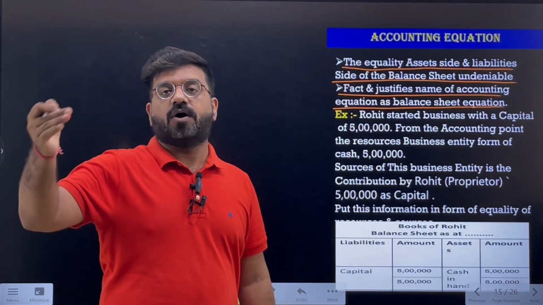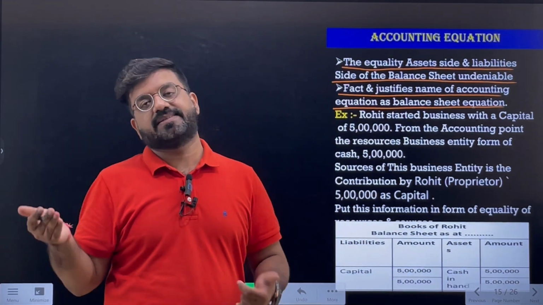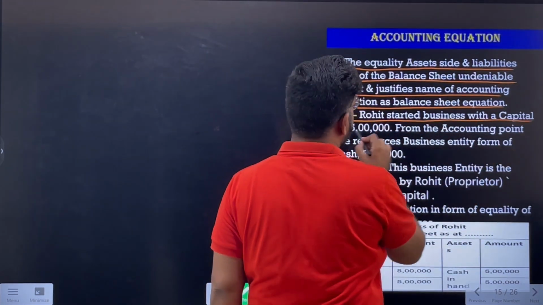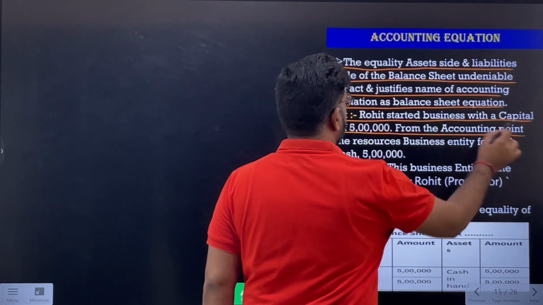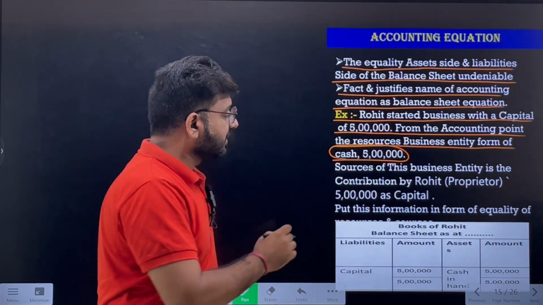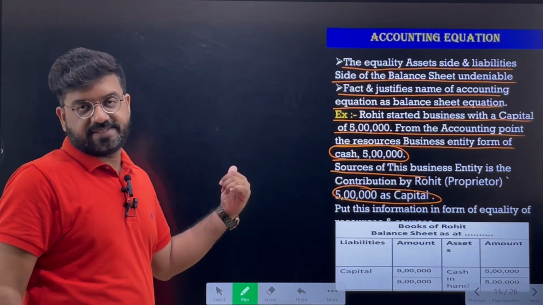Next, facts and justifies the name of accounting equation as balance sheet equation. Obviously, since this accounting equation is derived from the balance sheet itself, it is also known as the balance sheet equation, because there the assets and liabilities are always equal. Next, for example, Rohit started business with a capital of rupees 5 lakhs. From the accounting point of view, the resources the business entity has is cash of how much? 5 lakhs, and the source of this is basically a capital of rupees how much? 5 lakhs. As we just saw in the previous slide, when we started the business with rupees 10 lakhs, the asset side was showing a cash of rupees 10 lakhs, and the liabilities side was showing a capital of 10 lakhs.